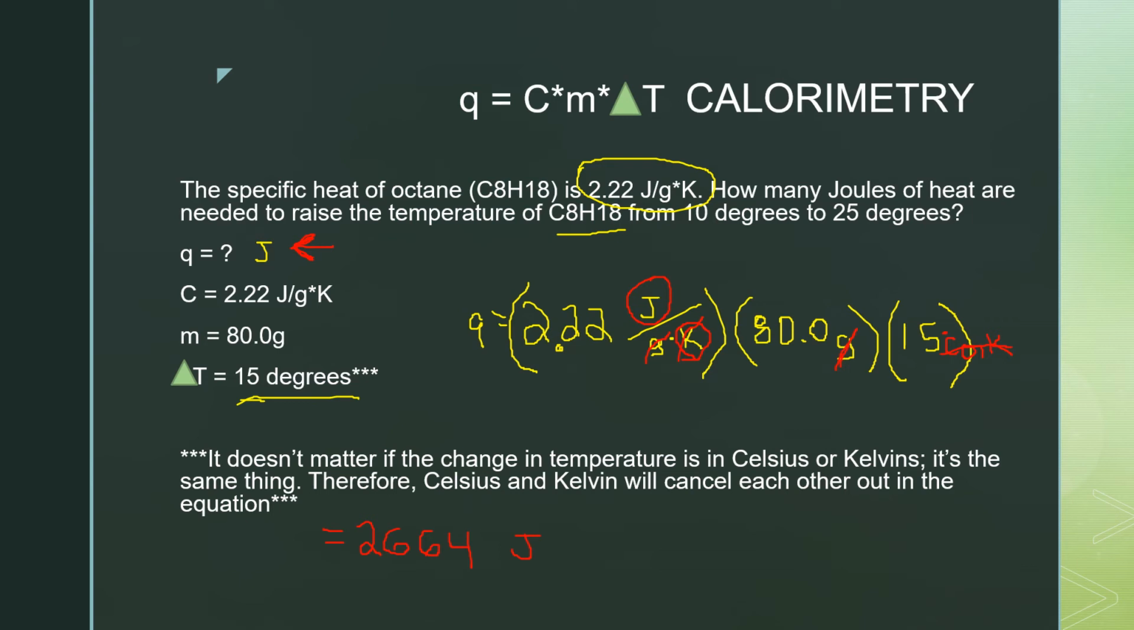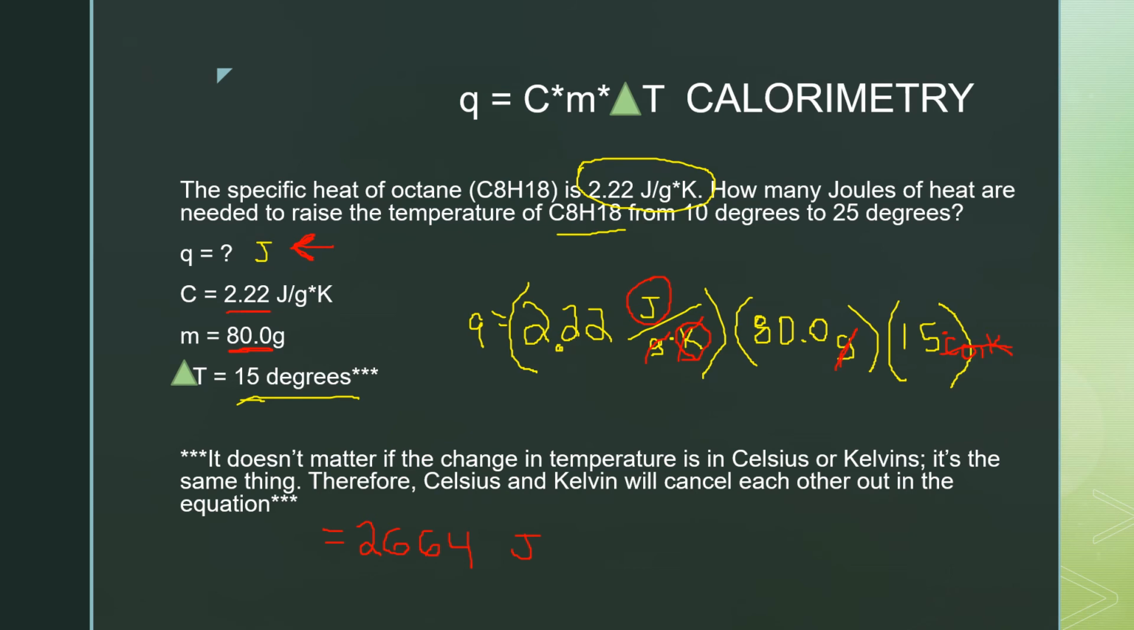Now in the specific heat, 2.22 is the number, so that's 3 significant figures. For the mass, that's 80.0, so that's 3 significant figures. Temperature doesn't count. You never count temperature in significant figures. So we have 3 significant figures in both of these. So our final result is going to be rounded to 3 sig figs.